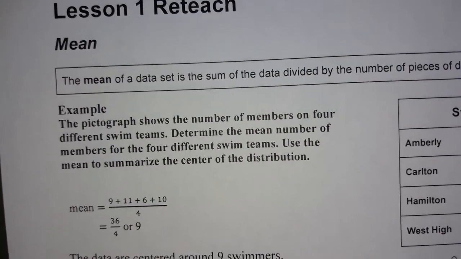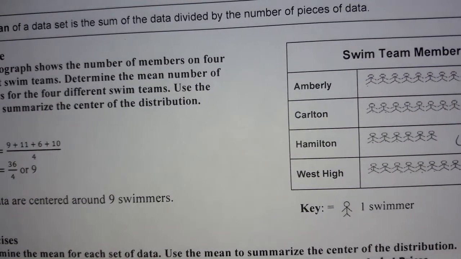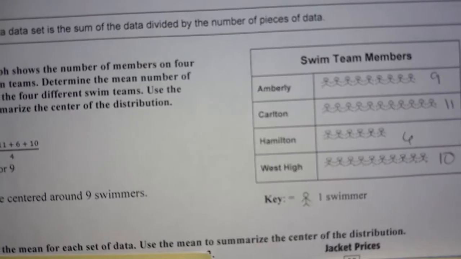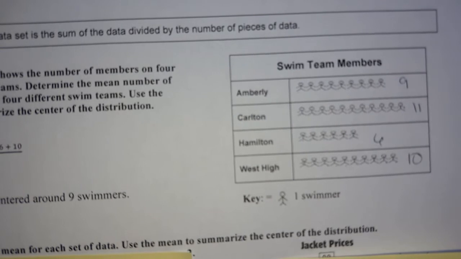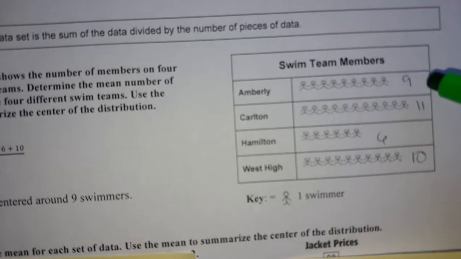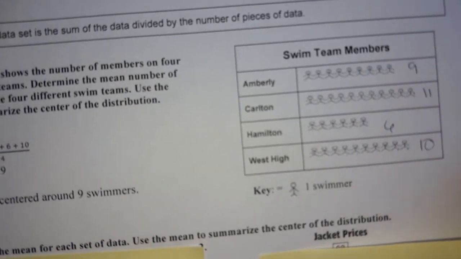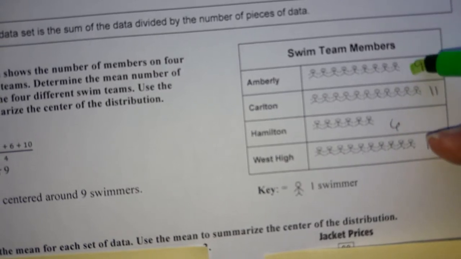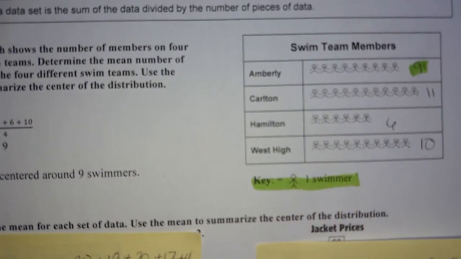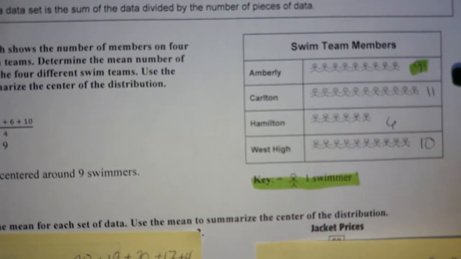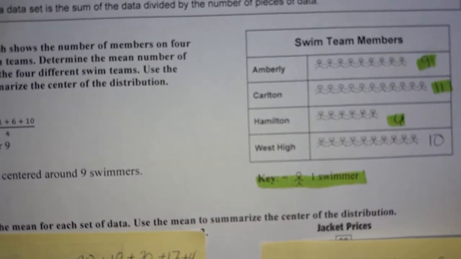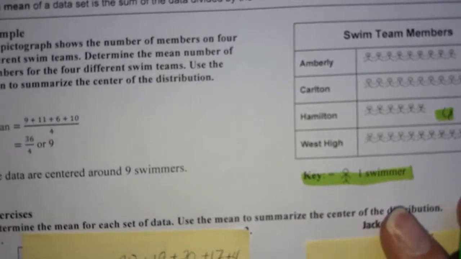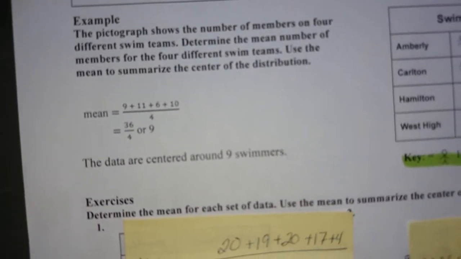So let me show you some examples. I have a table here that's talking about swim team members, and I have a highlighter. I've already written down all the notes, so what I highlight I want you to write. What I did here was, on this pictograph, I counted how many swim team members there were for each team by counting the number of little people, because the key tells me that one person is one swimmer. So in this first team there's 9, the second team has 11, the third team has 6, and the fourth team has 10. And then if you come over here, you'll see this is how we write mean.